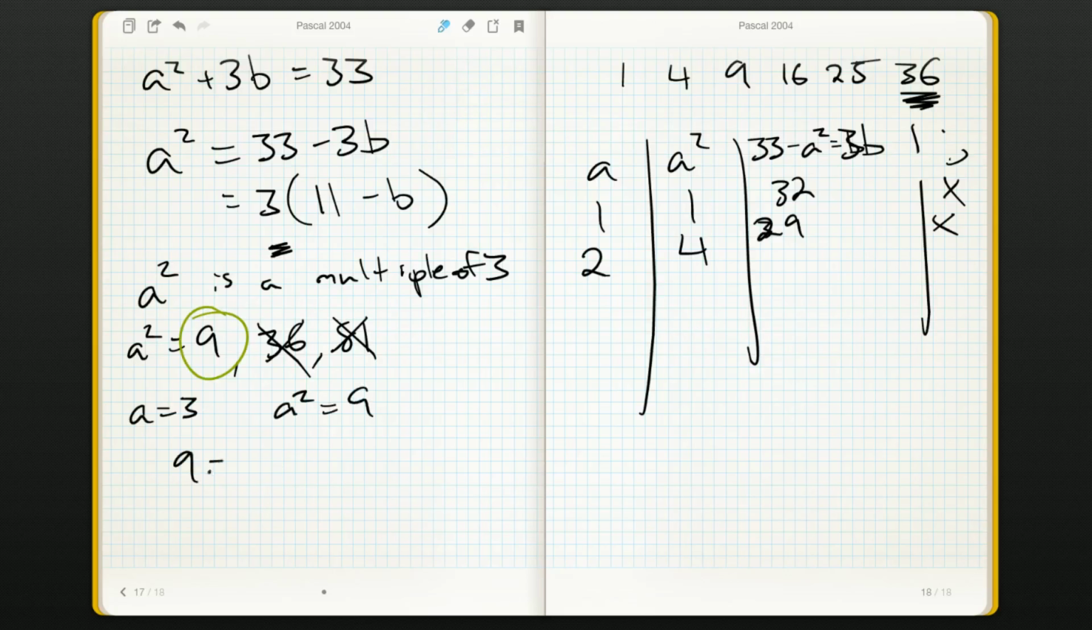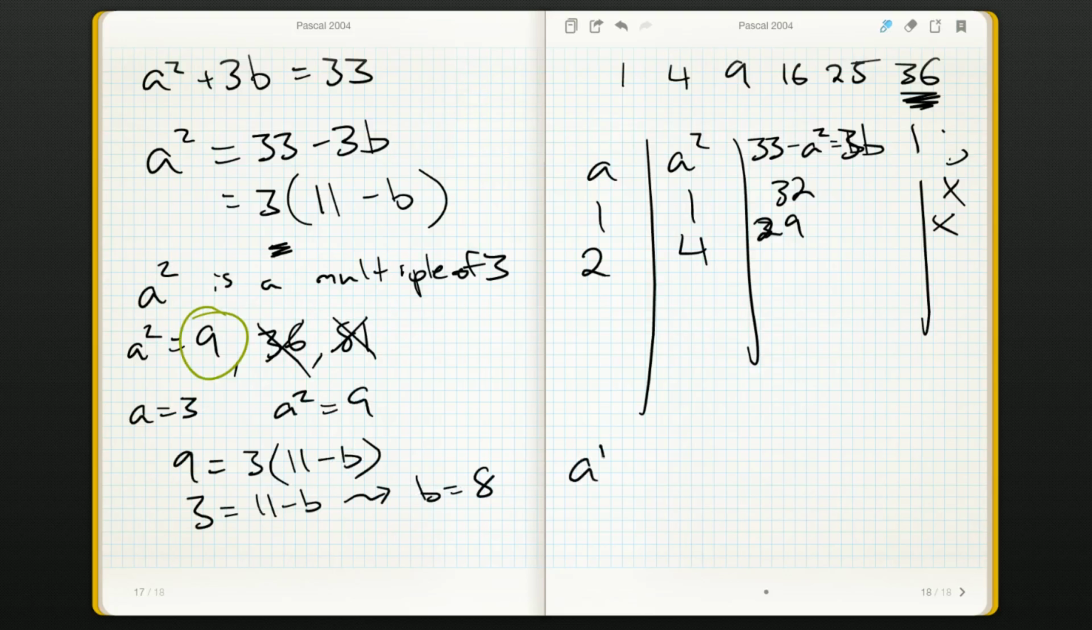So now we've got 9 is equal to 3 times 11 minus B. Divide by 3 on both sides. 3 is 11 minus B. Pretty quick to see B is 8. What did they ask us for in the question? They asked us for AB. That's going to be 3 times 8. A final answer of 24.